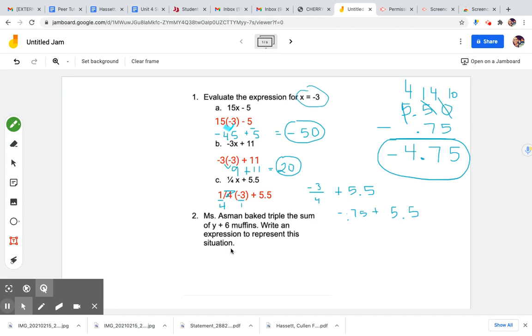For number 2, we have triple the sum of y plus 6 muffins. If we're finding the sum, that's the answer to an addition problem, and the only way we can add before we multiply, because triple means 3 times, is if we put it in parentheses. So I could do this times 3, or I could have 3 on the outside. Either way, you're taking y plus 6, that should be in parentheses, and then multiplying it by 3.